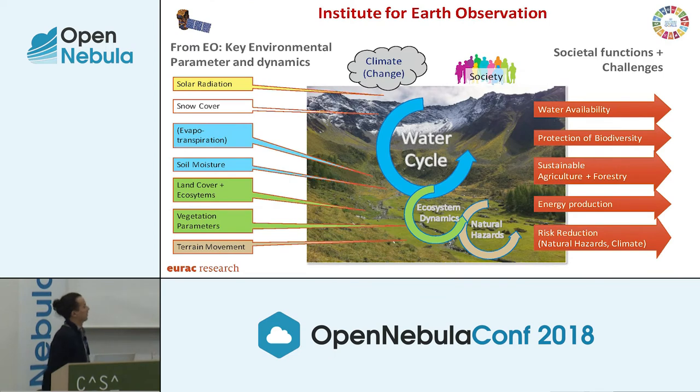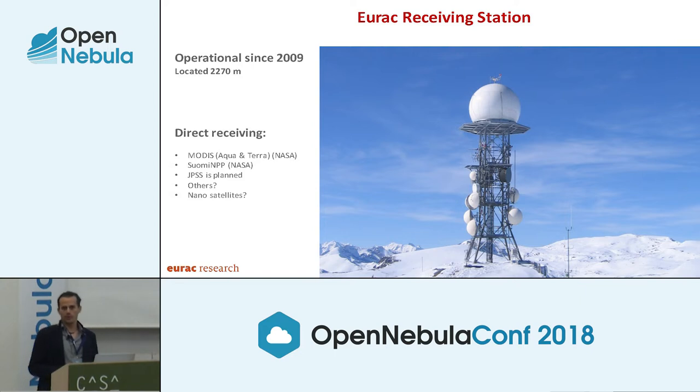So earth observation does research on environmental monitoring parameters, which are best done via satellite data imagery or sensor measurements. And with this data, we can derive a lot of products, which then can serve to model, to have some concrete outputs about the status of the environment, as you can see, water availability, energy production, and so on. The institute was actually born also with a receiving station almost 10 years ago.